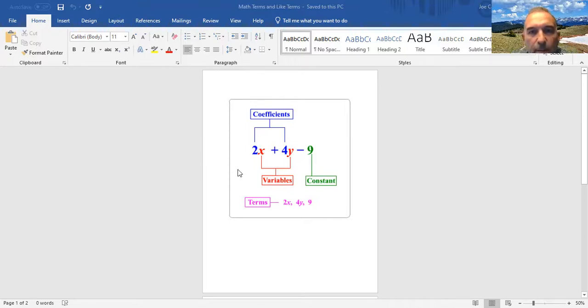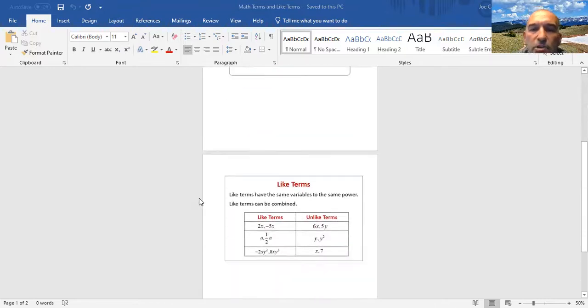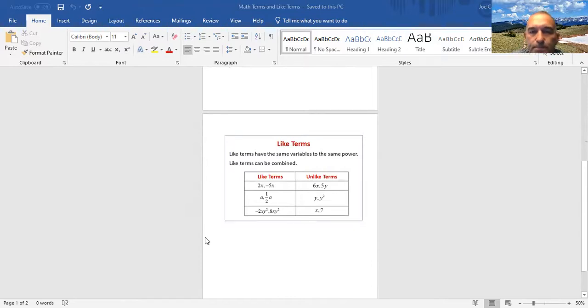Okay, hang in there. I'm going to go down. Here's an example of like terms. It says, like terms have the same variables to the same power. Like terms can be combined. So for example, look at 2x minus 5x. If you were to combine these, you would have minus 3x. How about over here? You cannot combine these because they don't have the same variable. They have an x and a y. They have to remain apart.